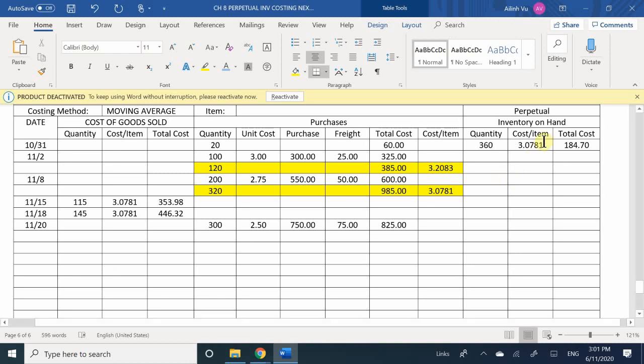360. What is 184.70 plus your 825? 1,009.70. Let's double check. Did everyone get that answer? It's 1,009.70. Perfect. And then here, let's recalculate this amount because it's definitely going to change.